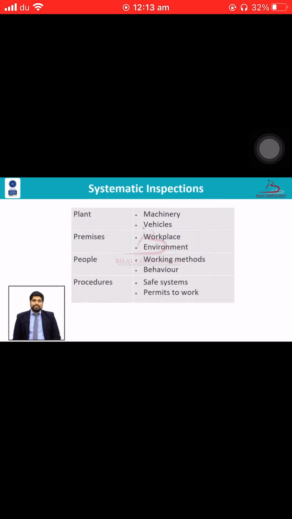And the last inspection is systematic inspection. Systematic inspection is a thorough inspection of your workplace, which comprises plant, people, premises, and procedures. Under the umbrella of plant come machinery and any kind of vehicle, and under the heading of people come working behavior and working methods. Under the heading of premises come the workplace and the environment, and last, under the heading of procedures come the safe system of work and PTW procedures. So systematic inspection is the thorough inspection of all these aspects.